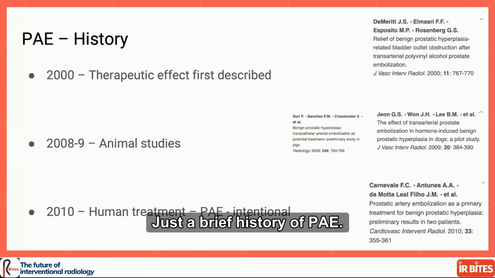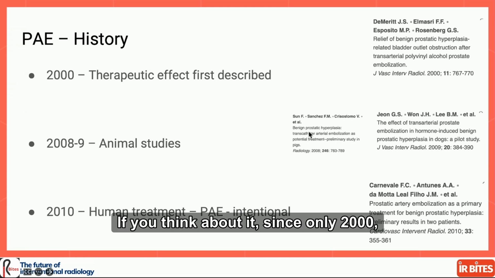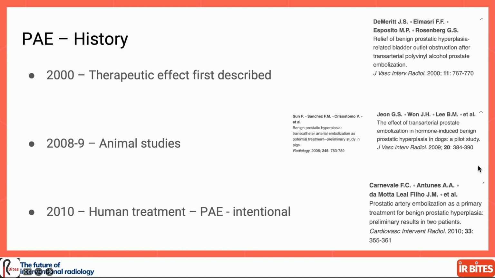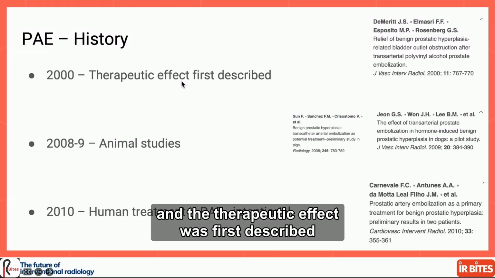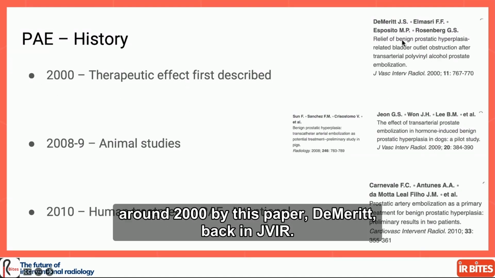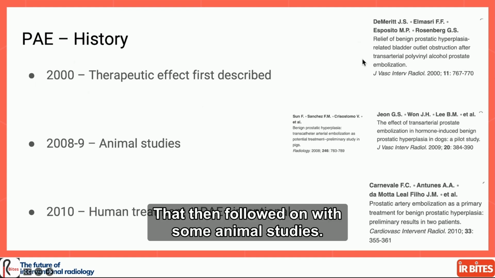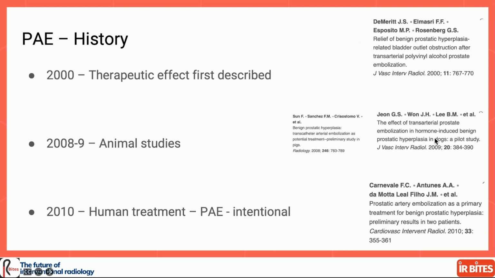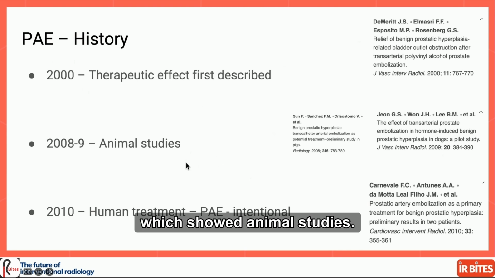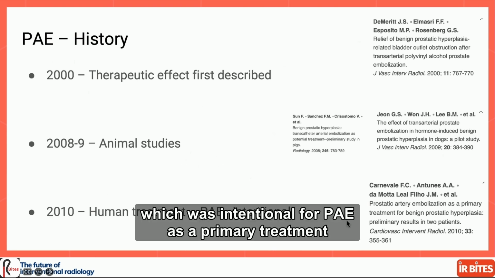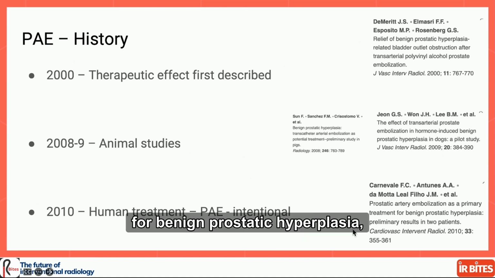Just a brief history of PAE. It's a relatively new treatment, if you think about it, since early 2000, so it's only within this century. The therapeutic effect was first described around 2000 by this paper in JBIR. That then followed on with some animal studies, and there's a couple of papers here which showed them. But the first human treatment, which was intentional for PAE as a primary treatment for benign prostatic hyperplasia, was described in 2010, so not that long ago.